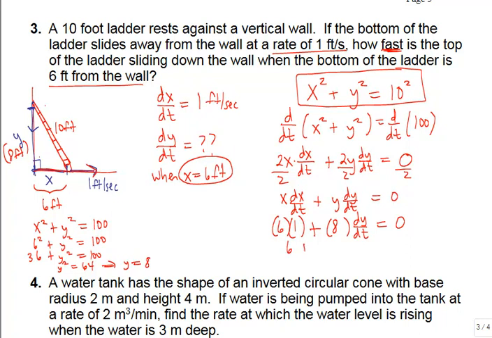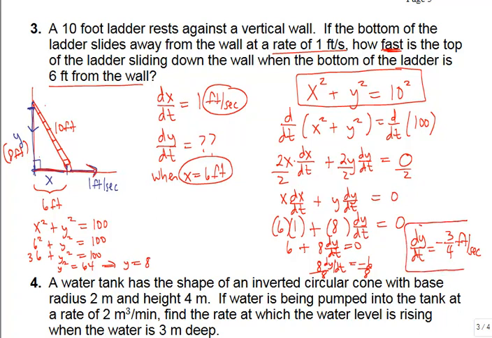So this is going to be 6 plus 8 dy dt equals 0. So I'm going to get 8 dy dt equals negative 6. And if I divide both sides by 8, that tells me that dy dt is negative 6/8, which reduces to negative 3/4. What are the units on this dy dt? Well, it should be the same units that I had for dx dt, and that was feet per second. So this will be feet per second.